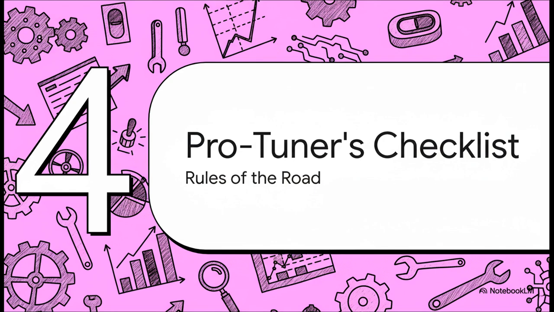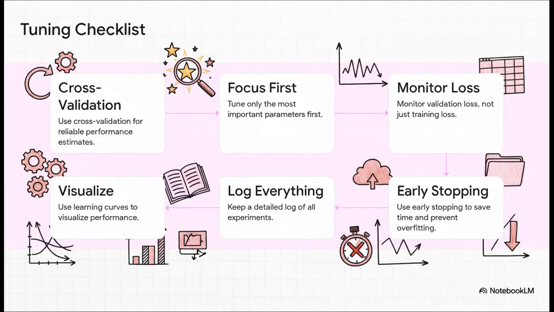Okay, so you've got this amazing toolkit, but knowing about the tools is one thing, using them like a pro is another. So let's run through a quick checklist, some rules of the road for any tuning job. The most important thing is to be systematic. First, always use cross-validation. It gives you a much more reliable idea of how your model will perform in the wild. Second, don't try to tune a dozen things at once. Start with the parameters that have the biggest impact.